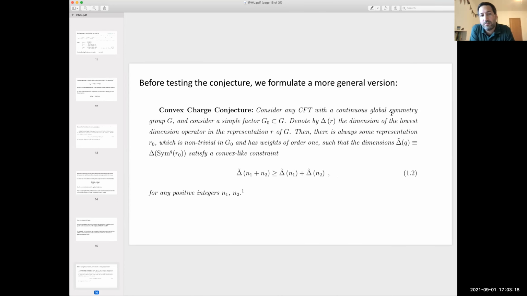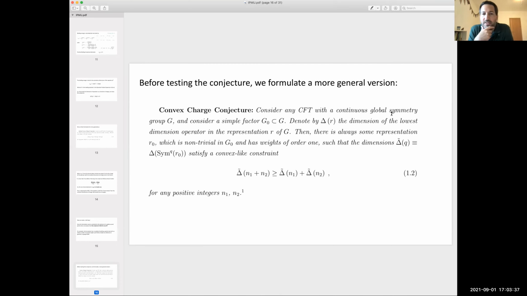So this is the idea, and of course we can formulate it. We don't know how to prove it or even generally motivate it from the CFT side, but we can of course test it. That's something we can do. Before testing it, we can formulate a more general version, the so-called convex charge conjecture. So let me just state it.